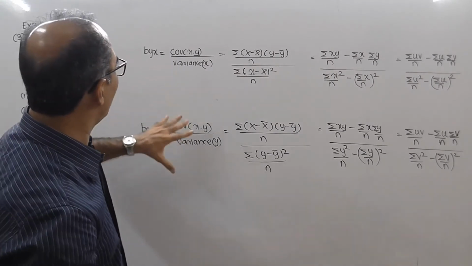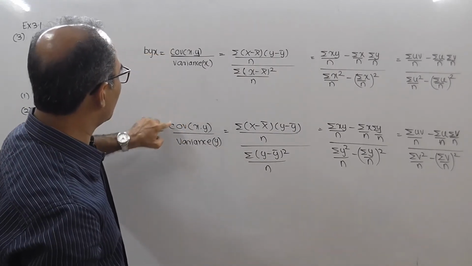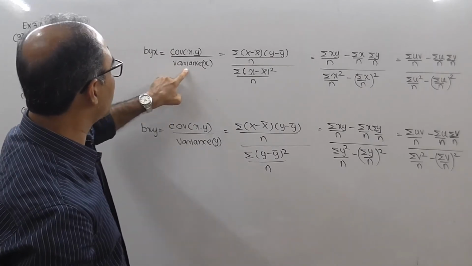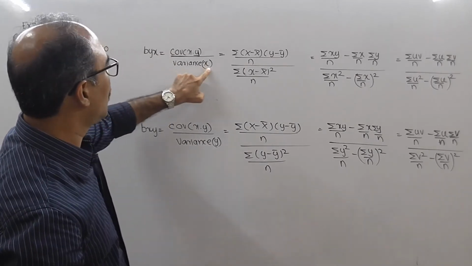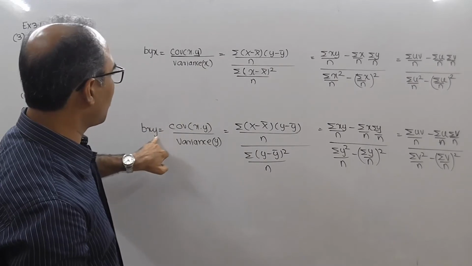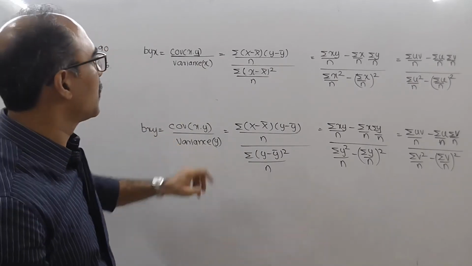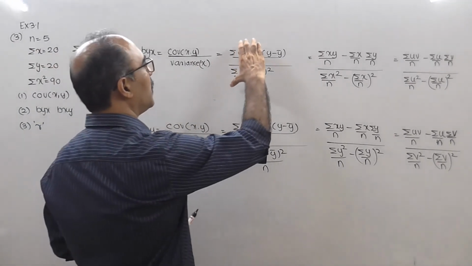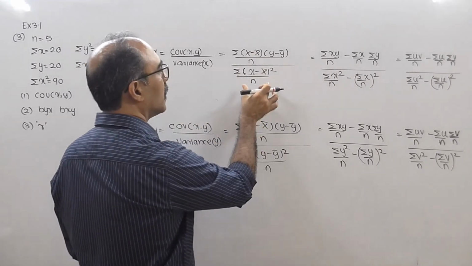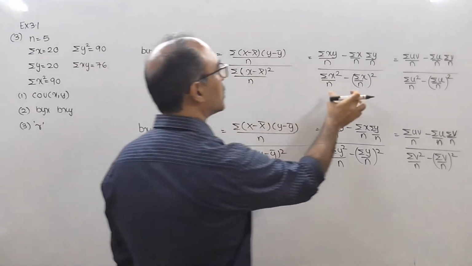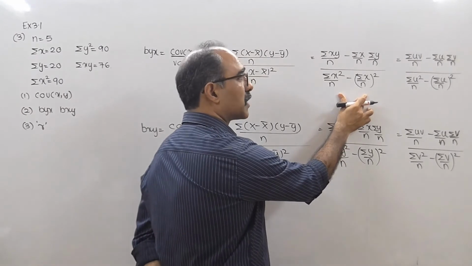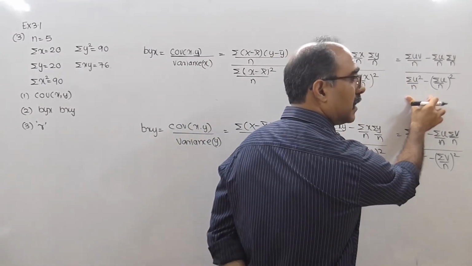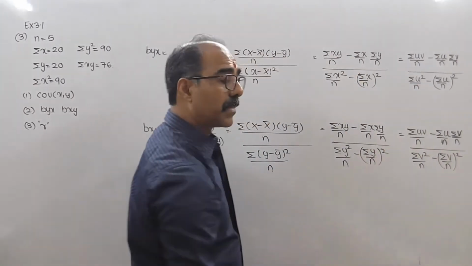So if you try to observe, the numerator of these two is the same. Only the denominator is changing, because here you are having x, so you will have variance of x. Here you are having y, so this will be variance of y. Now I have written all the three formulas. This is when x bar and y bar are integers, this is when x and y are small numbers, and this is when non-integers and the numbers are big.